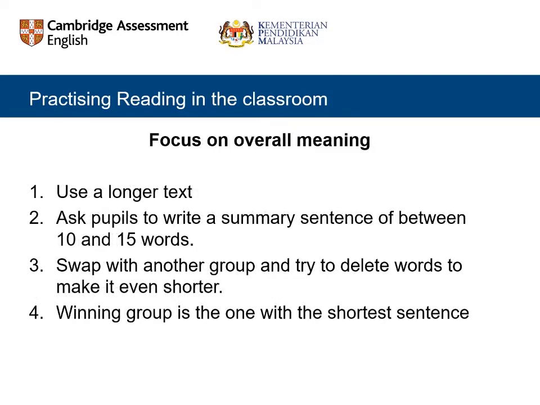Another testing focus of various parts of the reading and use of English paper is understanding the main idea of a text. You could do this activity with the same text you used for focusing on specific detail. Ask pupils to write a sentence of no more than 15 words to summarise the main idea of the text. Once they have finished, they should pass their sentence to another pair who then have to delete any extra words that aren't necessary to explain the main idea.